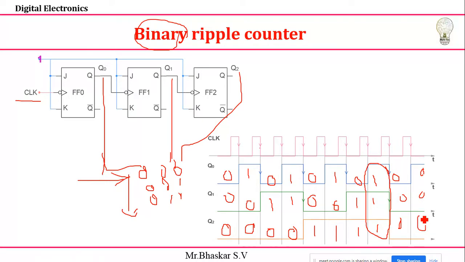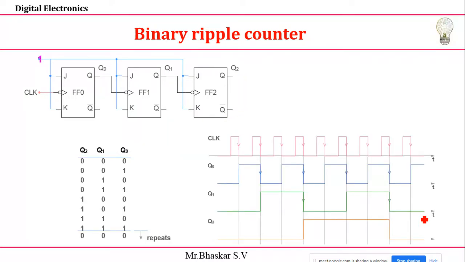So see the values. What values am I getting? The values here are Q2, Q1, Q0. The starting value is 0 0 0 and the maximum value is 1 1 1, and after 1 1 1, the process is repeated. Is it clear about this? Binary counter: how am I getting this waveform as well as these values?